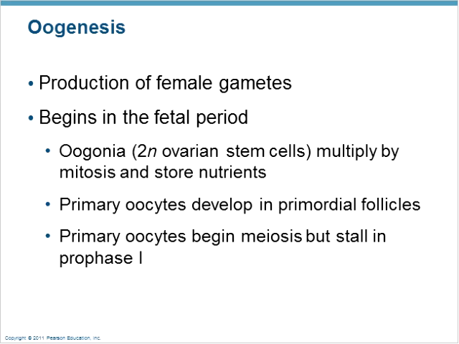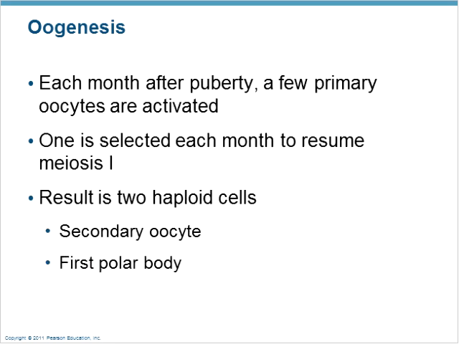Oogenesis is the production of the female gametes. It begins in the fetal period. Oogonia take the 46-chromosome ovarian stem cells and multiply by mitosis and store nutrients. The primary oocytes develop into primordial follicles, and the primary oocytes begin meiosis, but they stall in prophase I, and we'll explain what that means.